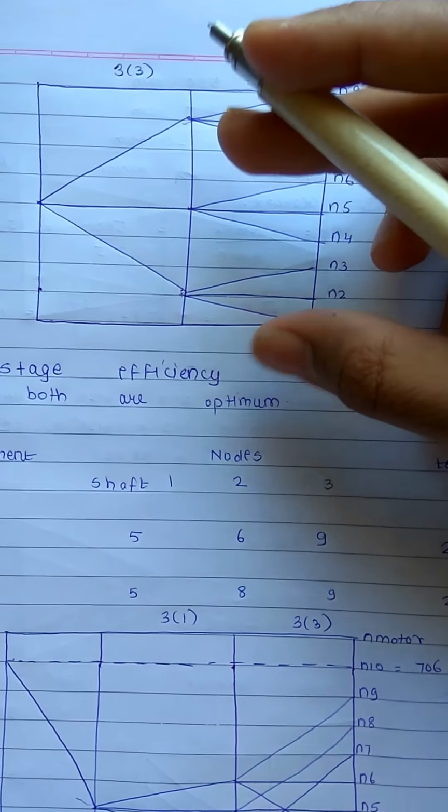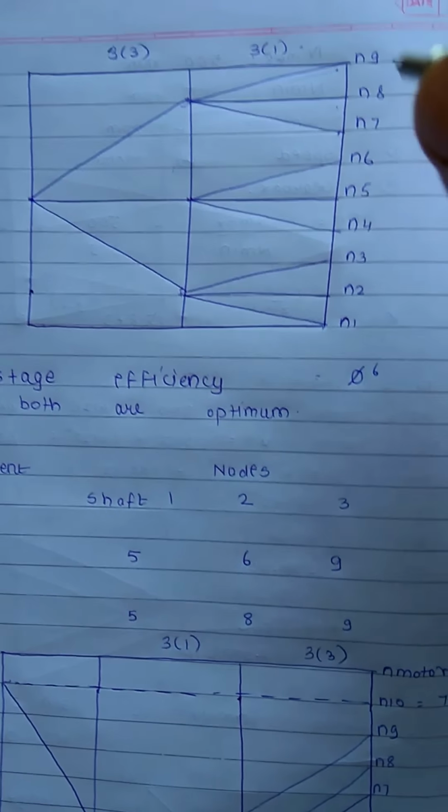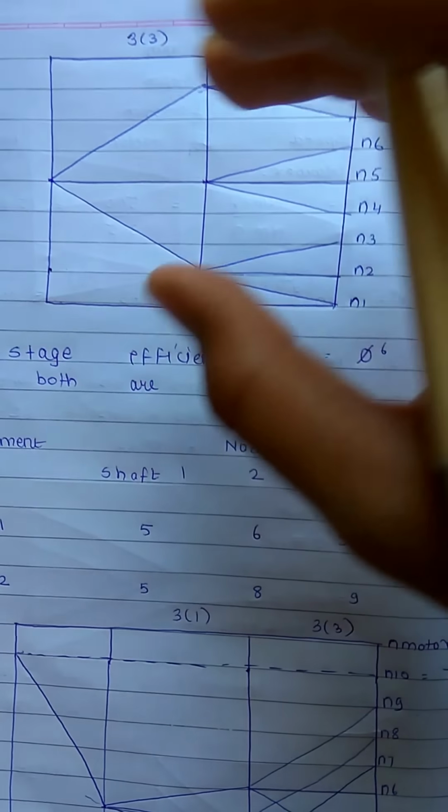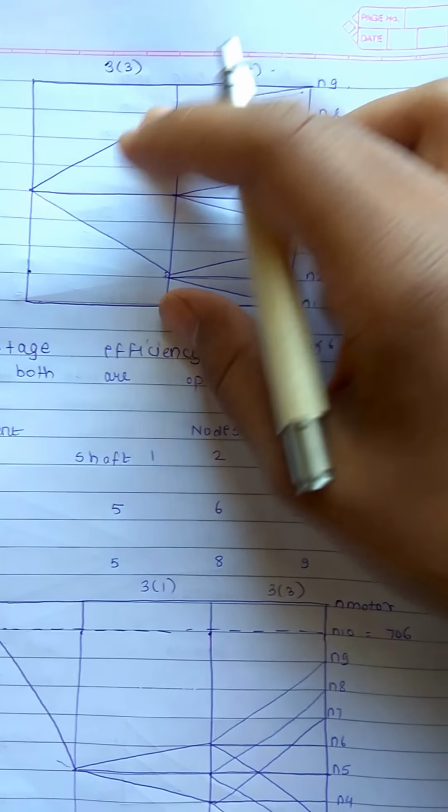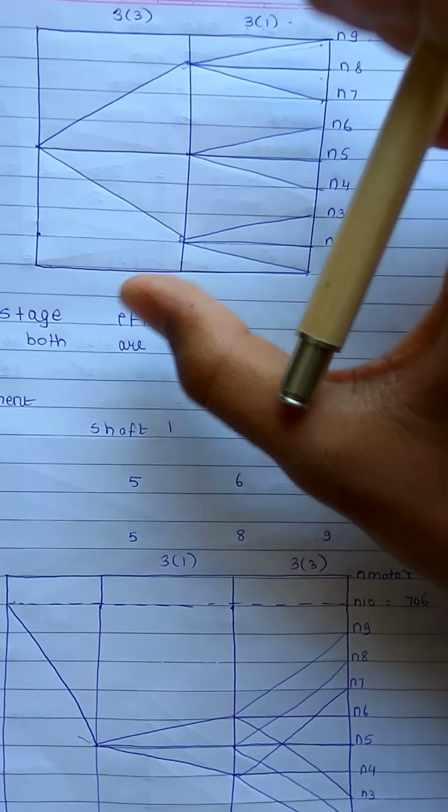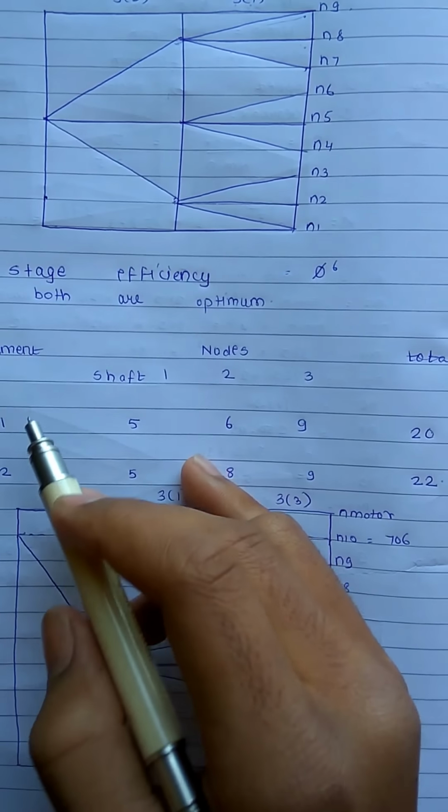So from this we cannot determine which is the best diagram. The next method is finding out the nodes, that is the total number of nodes from the 2 structural diagrams and deciding the best one. Let's see how to calculate.